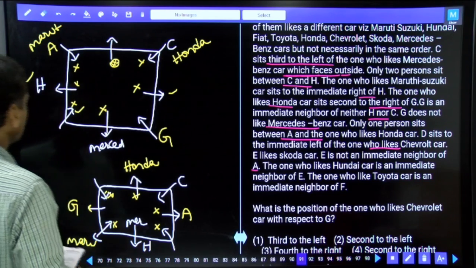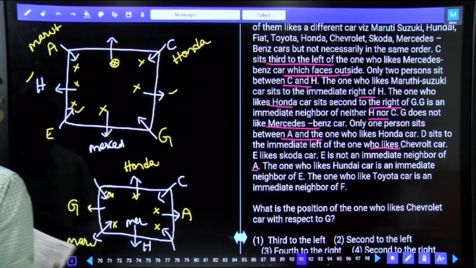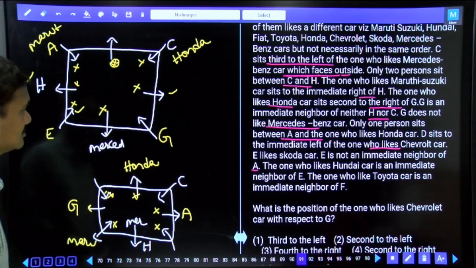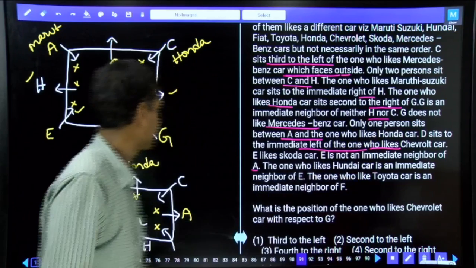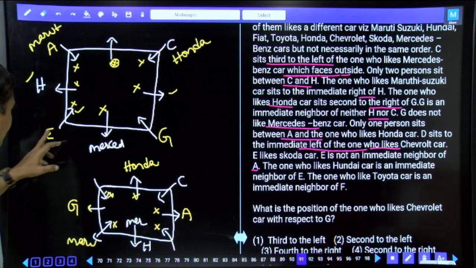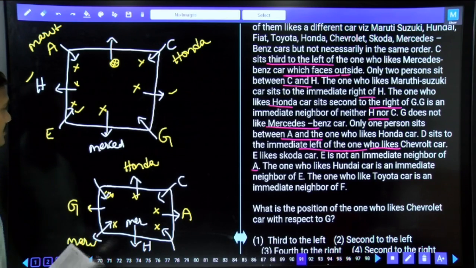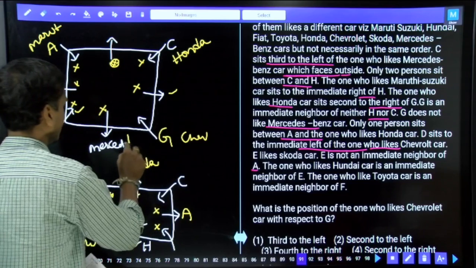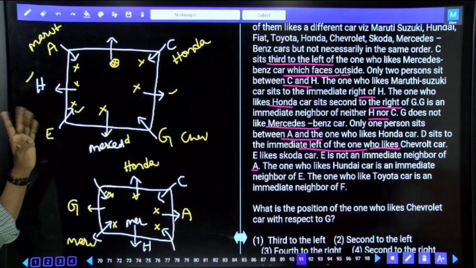Then out of which, if E is at this place, now I'm just taking the possibility. If E is here, then D and Chevrolet is not possible, because D sits to the immediate left of Chevrolet. If E is here, then D must be here, which is not possible, isn't it? And now if this is Chevrolet, then this will be D. If E is here, Chevrolet and D must be here. Are you following this or not?